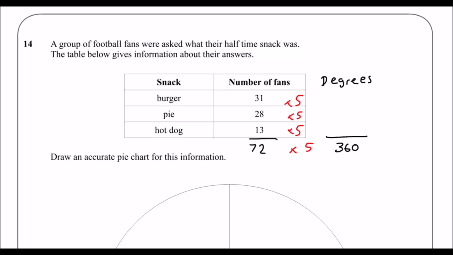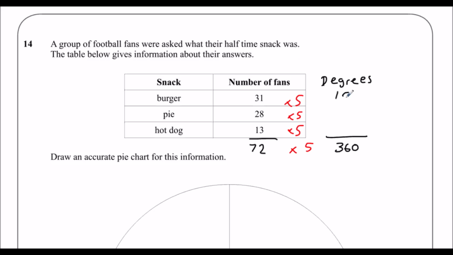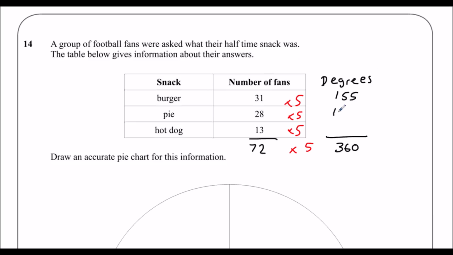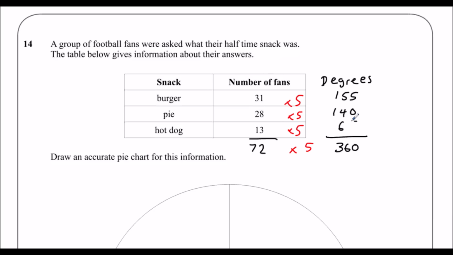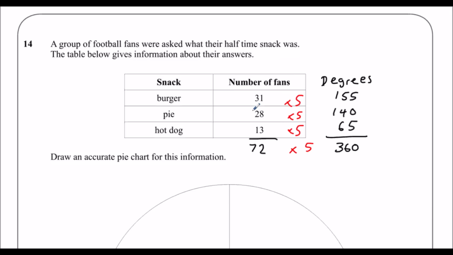So 31 times 5 is 155. 28 times 5 is 140. And 13 times 5 is 65. So now we should have 360 degrees. 155, 140, and 65 make 360. So now we can just draw these onto the pie chart.